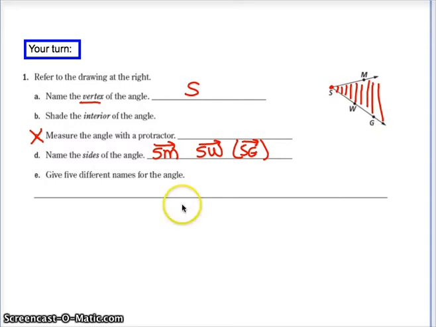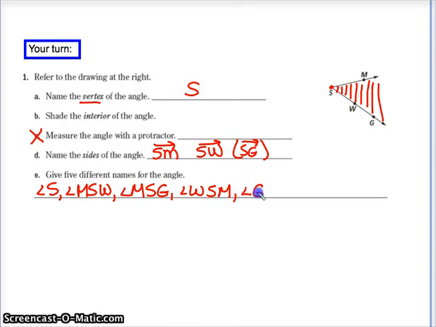All right, 5 different names for the angle. We could name this angle by its vertex, so angle S. We could name it starting with M, we could go M, S, W. If we started at M again, we could do M, S, G. Flipping around to the other side, we could start with W and go W, S, M. Or we could go angle G, S, M. Notice that S is in the middle of each of those names, and then one point on each side starts and ends it. So you should be able to trace your angle with the name.